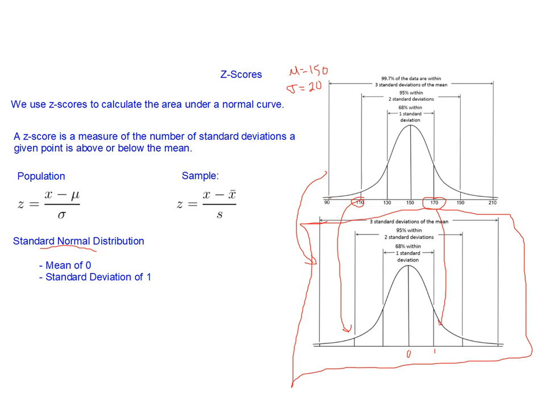Here's how we calculate Z-scores. The Z here just represents the Z-score. X is an individual data point. So in the example that we did over here, that was the 170, so that's a data point. Mu is the mean, and sigma is the standard deviation.